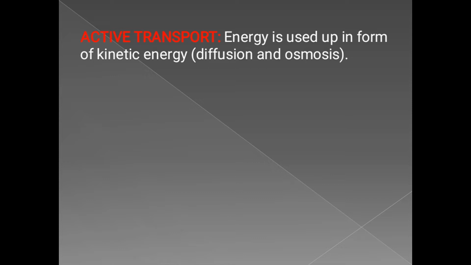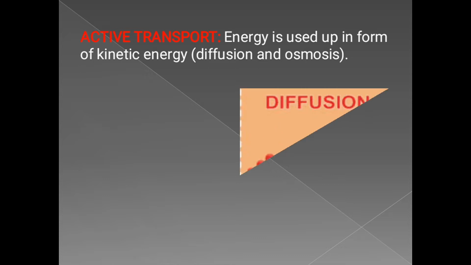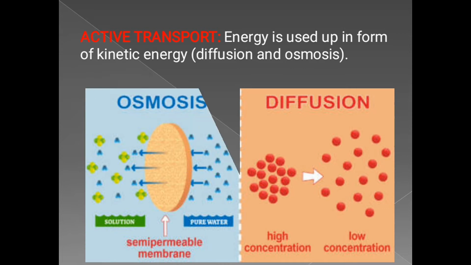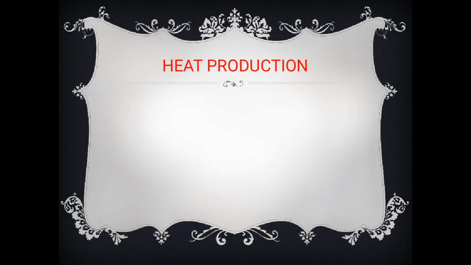The second energy requirement is active transport. This energy is used up in the form of kinetic energy, in the process of diffusion and osmosis. Remember when we talk about diffusion, that's the movement of ions from a region of higher concentration to a region of lower concentration. While osmosis is the movement of water molecules from a region of higher concentration to a lower concentration through a semi-permeable membrane. So energy is required for movement of materials across, and that energy is active transport.